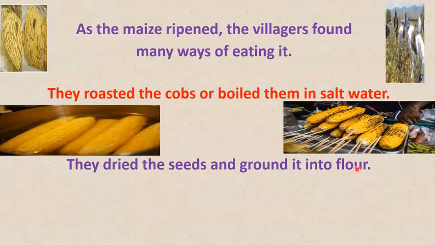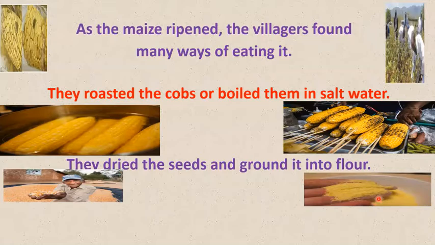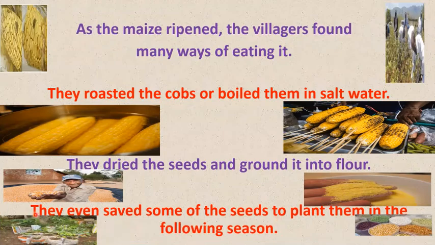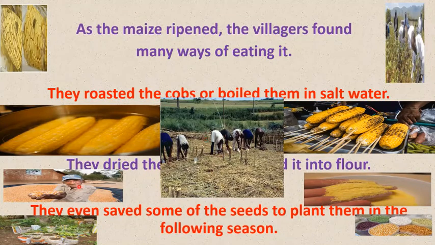We also make corn flour, right? They dried the seeds and ground it into flour. See, they dried it, put it under the sun, and used to make the flour. They even saved some of the seeds to plant in the following season. Not only that, what did they used to do? They kept it safe for planting further. So they did many things, and when the time came, they used to plant it.